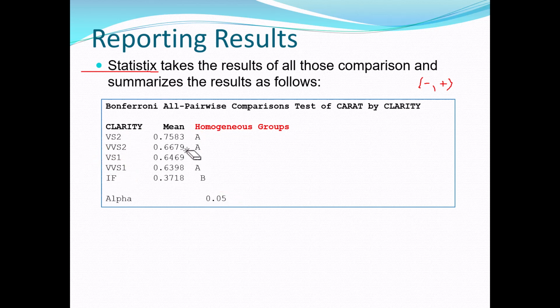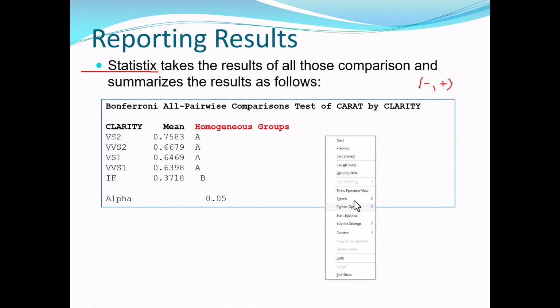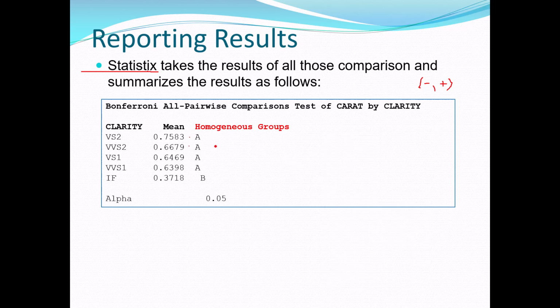The fact that you see this A and that A, that meant when you compared the VS2 to the VVS2, it was a negative positive. That's why they're grouped together. In fact, all 4 of these treatments, VS2, VVS2, VS1, VVS1, when you compared any 2 of them, there was a negative and a positive, meaning we didn't detect differences between the mean carat weights of any of those clarity levels. There were no differences found.